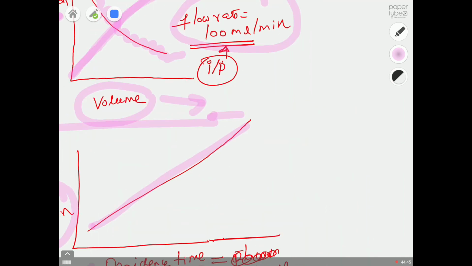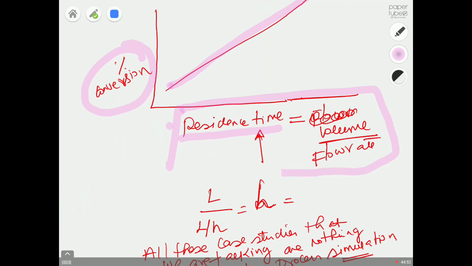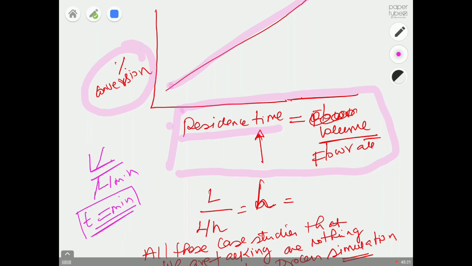So these are the things that we need to do. And I put the formula here. This is a very useful formula when we are going to use Aspen HYSYS. So take a note of this residence time. If you know the volume and the flow rate, you take the ratio and that should give your residence time. If you want, you can even solve the unit. Volume, if we express it in liters, and flow rate in liters per minute, the liters will get cancelled. You will get a time unit. So that's your residence time.